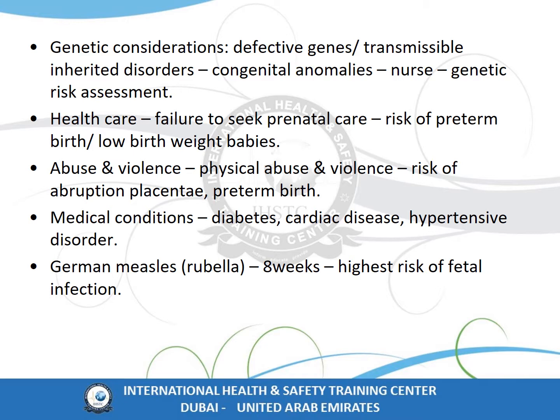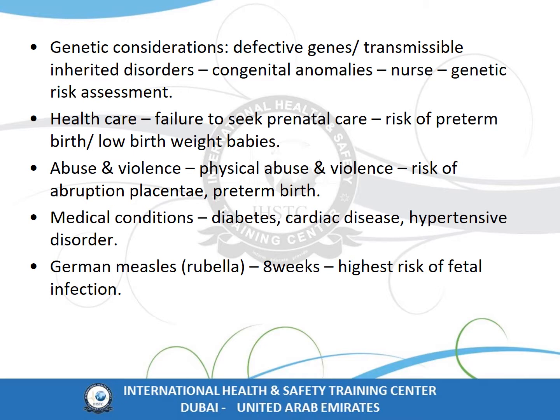Abuse and violence. Physical abuse and violence can increase the risk for abruptio placentae, preterm birth, and infections from unwanted and forced sex. Medical conditions. Concurrent medical conditions such as, but not limited to, diabetes mellitus, hypertensive disorders, or cardiac diseases increase the risk of pregnancy.